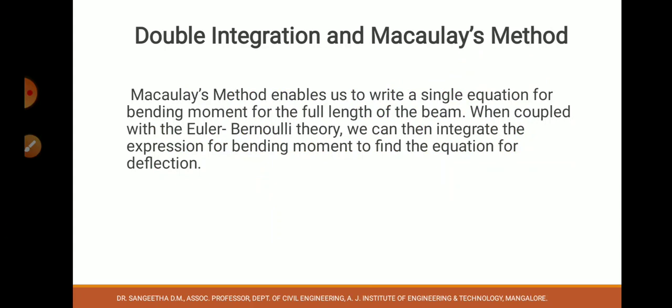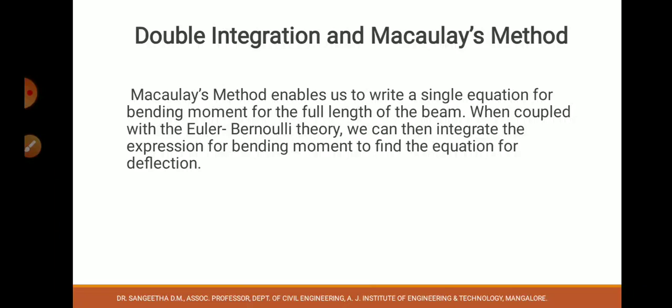What is the double integration and Maculay's method? Maculay's method enables us to write a single equation for bending moment for the full length of the beam. When coupled with Euler-Bernoulli theory, we can then integrate the expression for bending moment to find the equation for deflection.